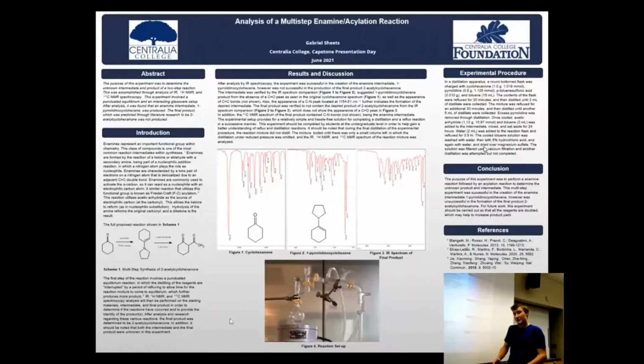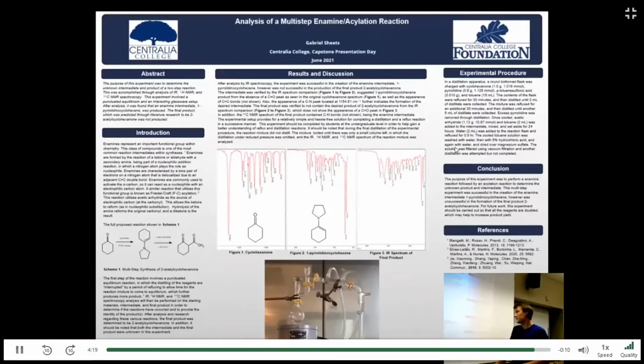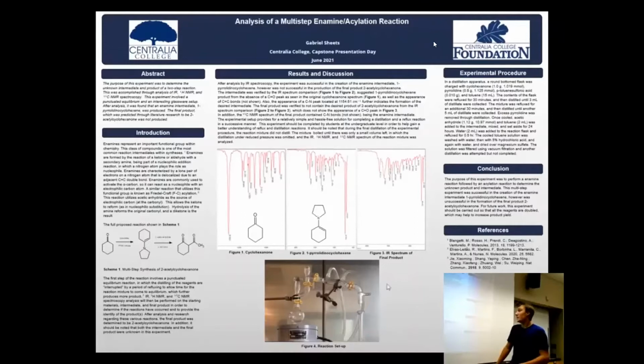disallowed me to proceed further. There was another distillation that I had to omit because I had so little yield, so I wish I would have been able to do that. And that's it.